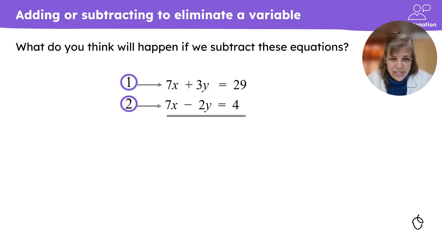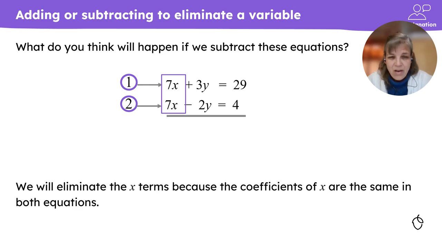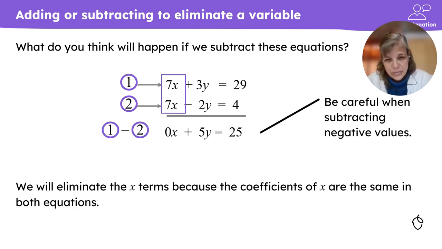How about these equations? What will happen if we subtract these ones? Here you can see we have the same coefficient, 7, on both of these equations. So if we subtract them, we're going to end up eliminating the x terms. And that's fine. You can eliminate either of the variables. Here we would end up getting 5y is equal to 25.